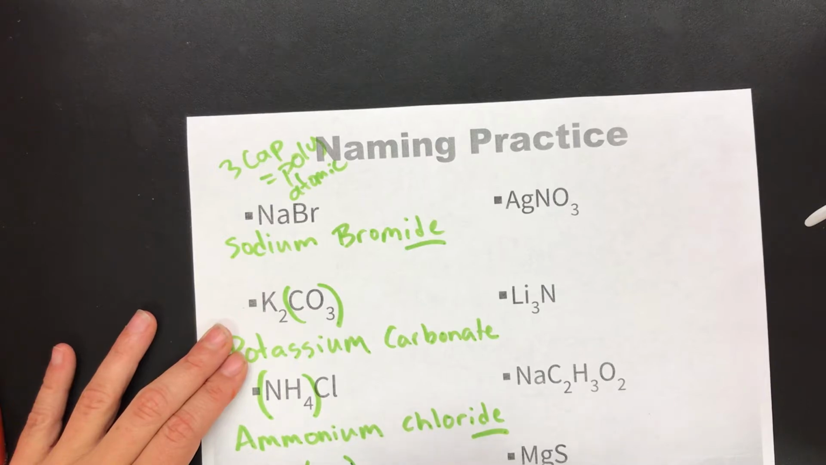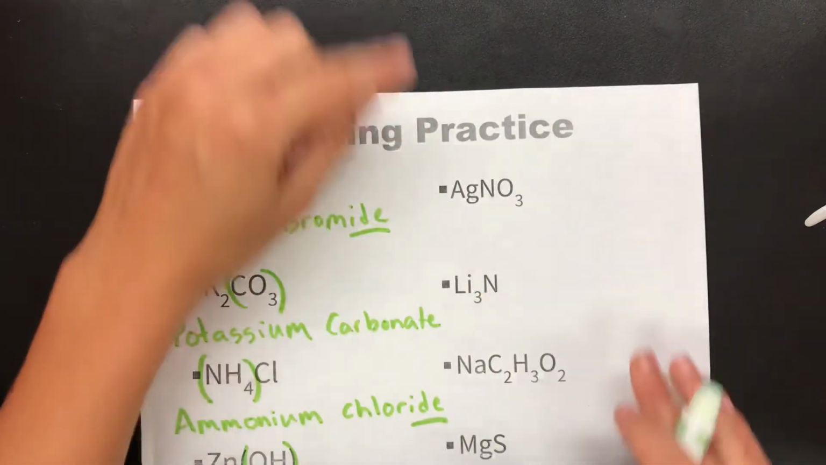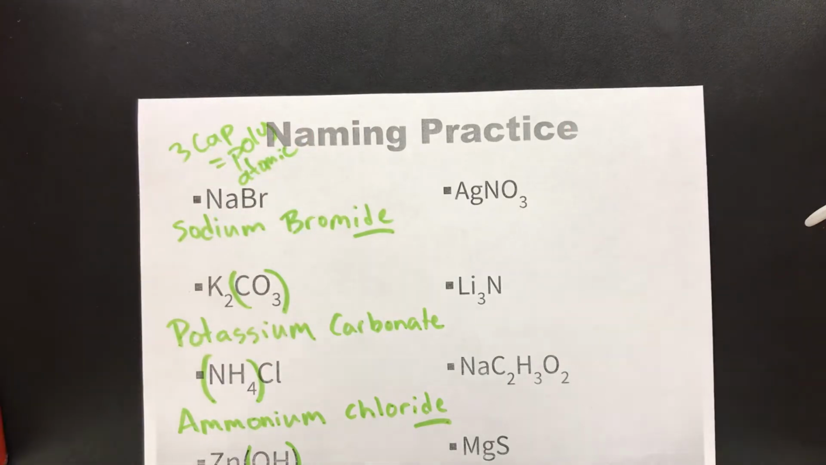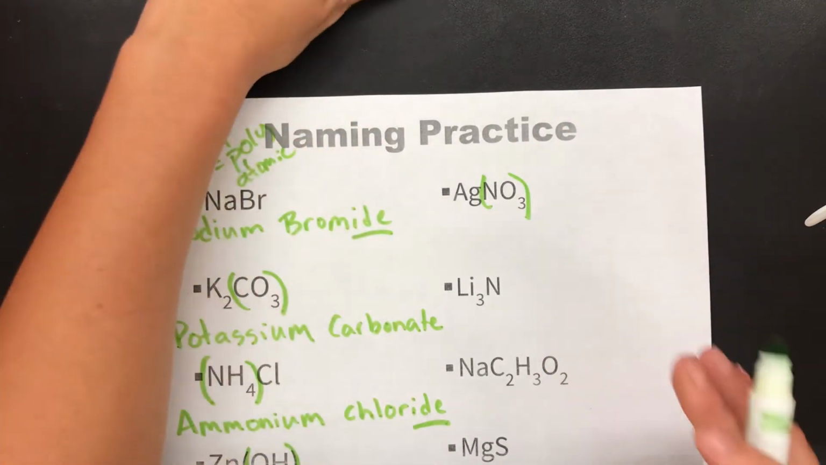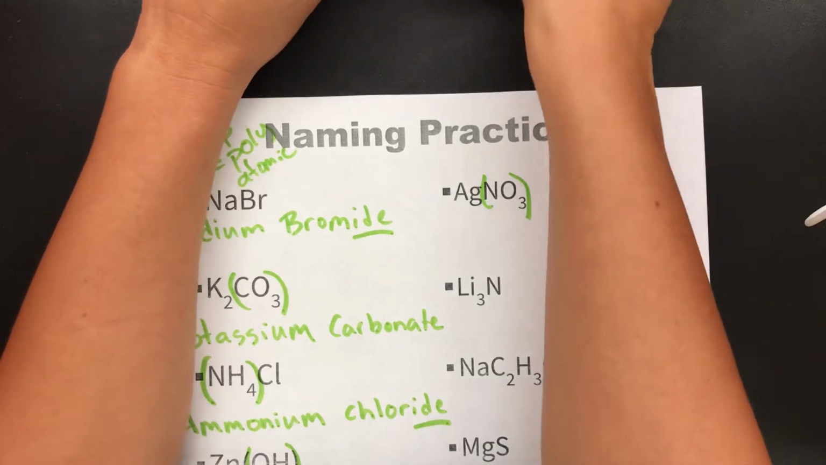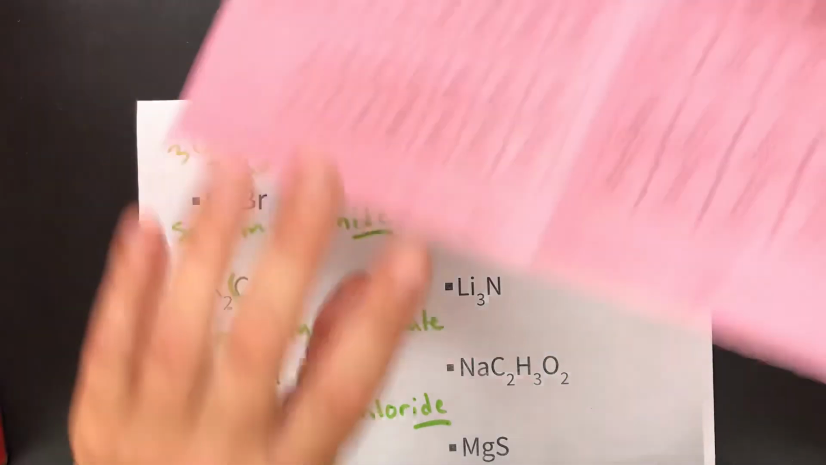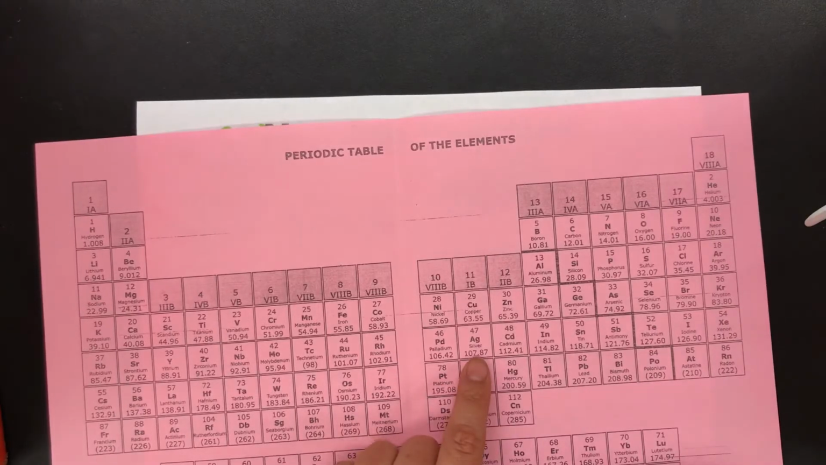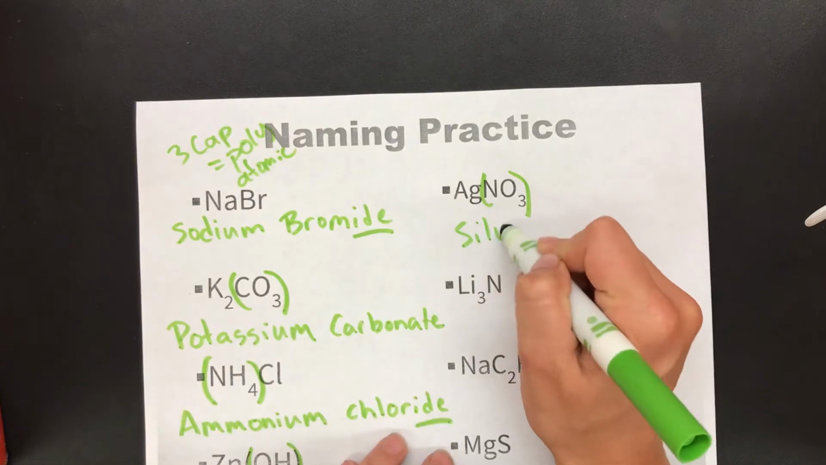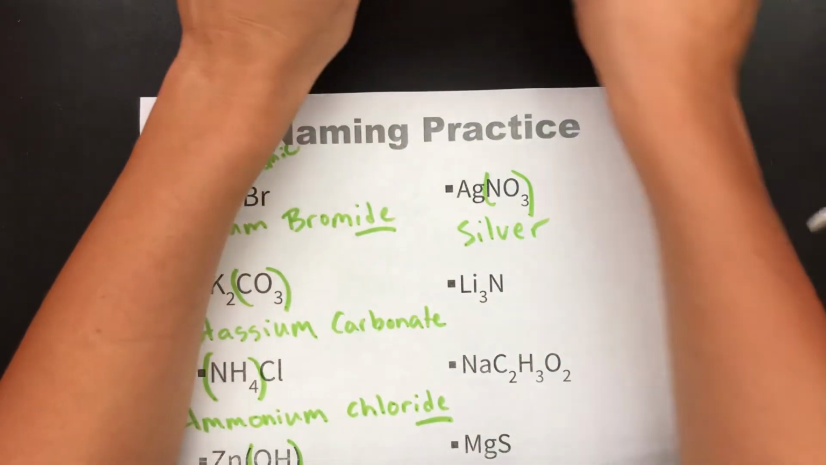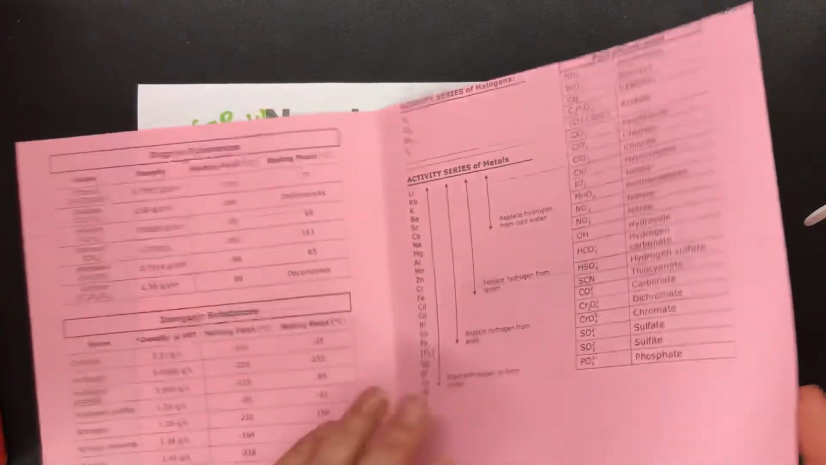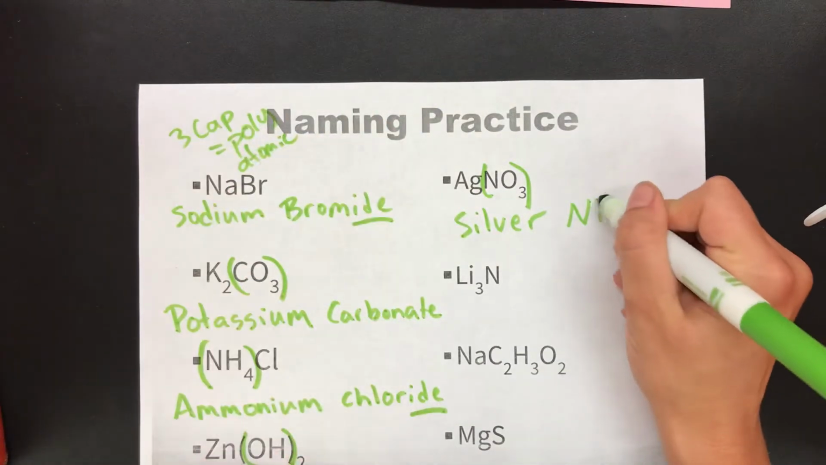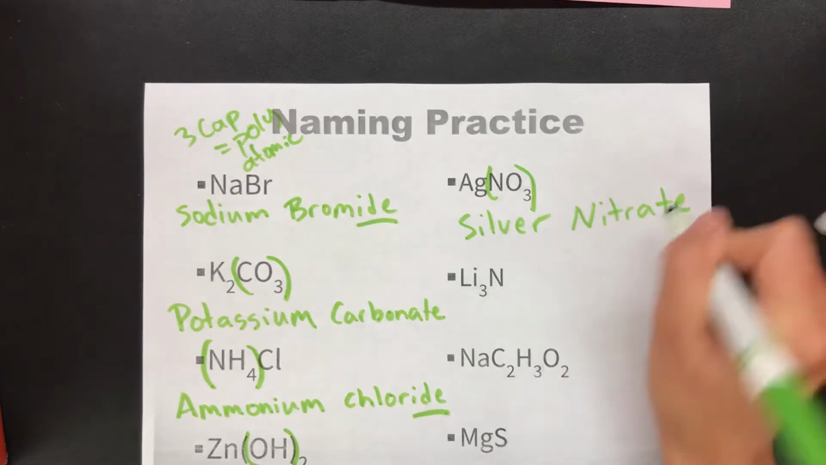Okay, next, AgNO3. 3 capital letters, polyatomic. I'll go ahead and tell you that the NO3 is nitrate, or is polyatomic. So you find Ag, right in the middle here. Ag is silver. NO3, that polyatomic. NO3 is nitrate. And that is it. That's all you got to be able to do.